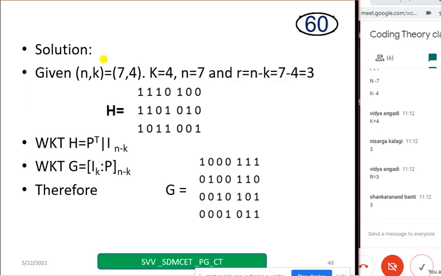I am writing in the slide. Copy down this: K equal to, N equal to, R equal to. H is given. H is P transpose I. G is IP. So I can write down G equal to IP. So what I am doing, row I am making into column, so that I will get a P transpose, and its transpose will become a P. Take another 30 seconds, copy down and try to understand.